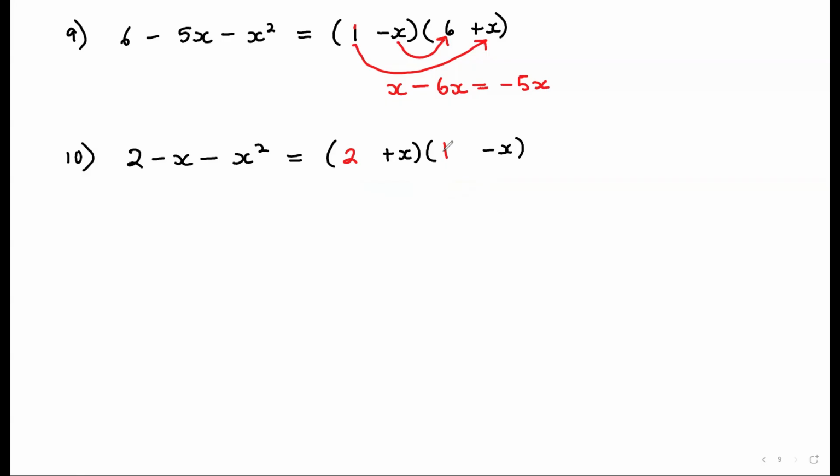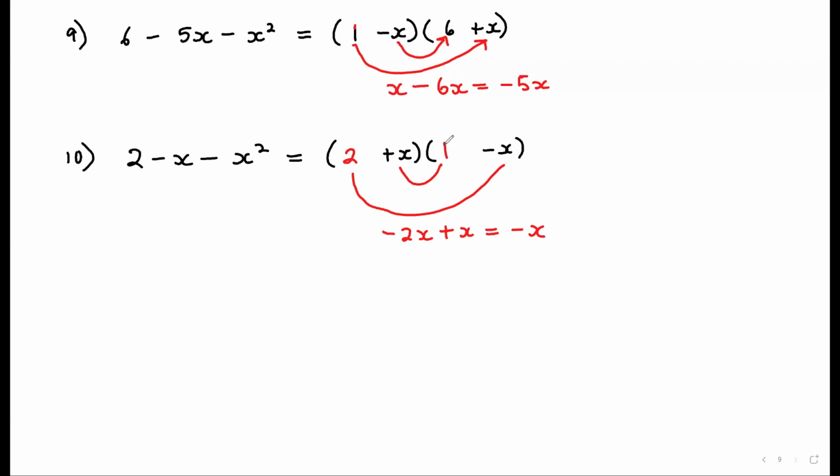So does it work? 1 minus x by 2 plus x. Let's see. 2 times minus x is minus 2x, and then x times 1 is x. And minus 2x plus x is equal to negative x. And of course, 2 times 1 is positive 2. So it works here, right? Let's look at another one.